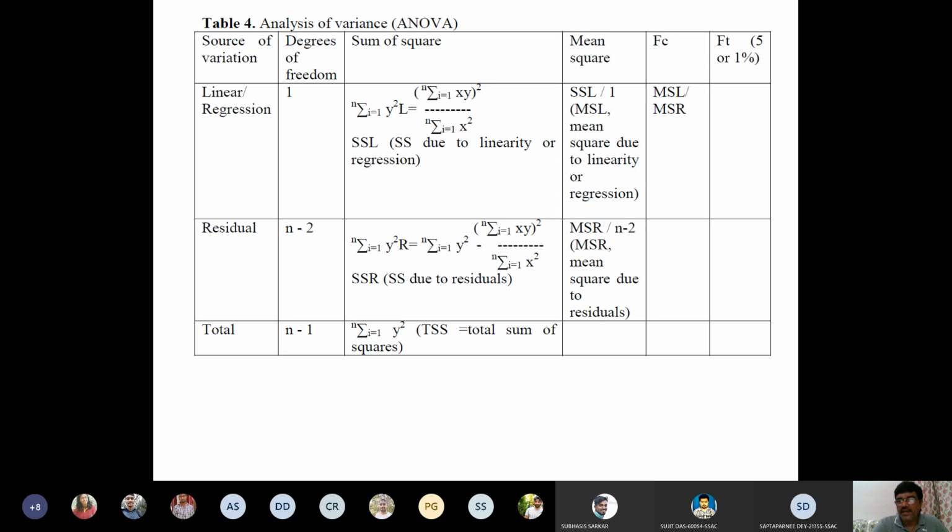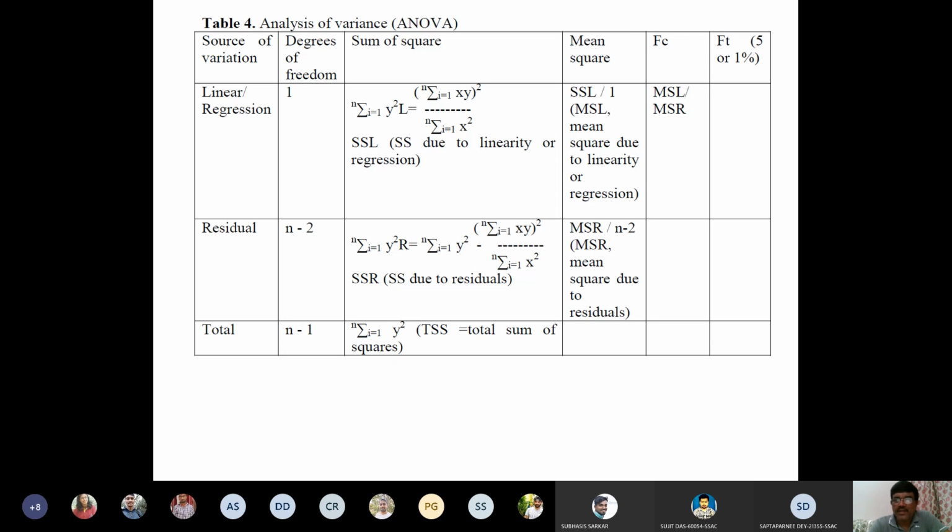Now the next step in the ANOVA table is the sum of square due to regression, represented by small y square L. The formula is summation xy divided by summation x square. These parameters were already calculated. If you remember, just a few slides back, we calculated these parameters, so just put in the values. So you will get the sum of square due to regression.